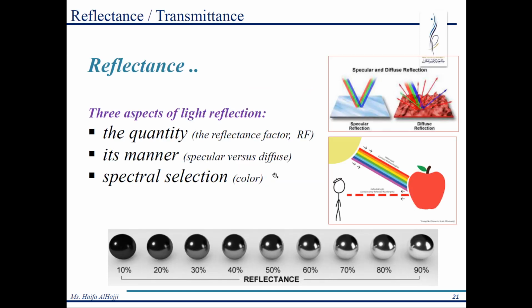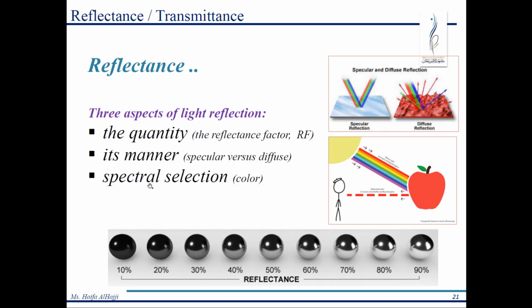As we can see, for reflectance, we have three aspects of light reflection. We need to specify how much light is actually reflecting off the surface. We specify that with something called the reflectance factor, RF. Then there is the manner in which the light is reflected off the surface. This is specular reflection. This is like a mirror. If it's perfectly reflected, it's going to create a mirror image. If it's diffused, it's going to look something like this, like a rough surface.